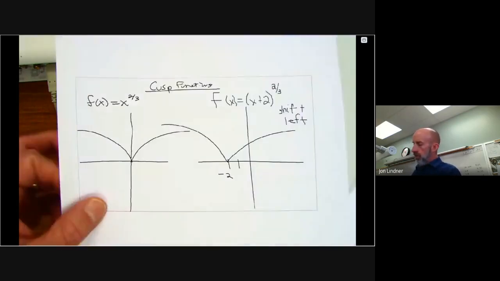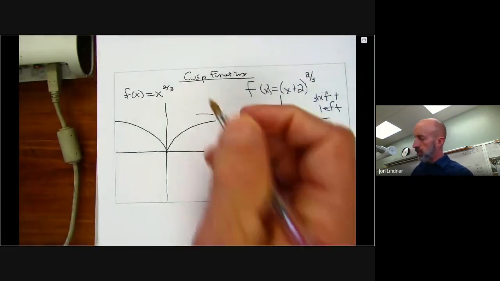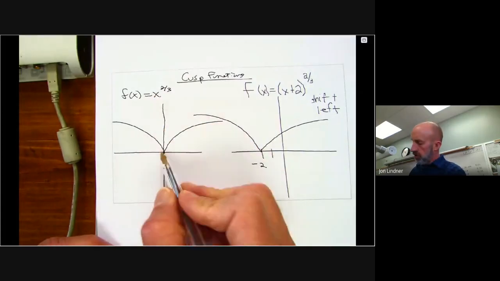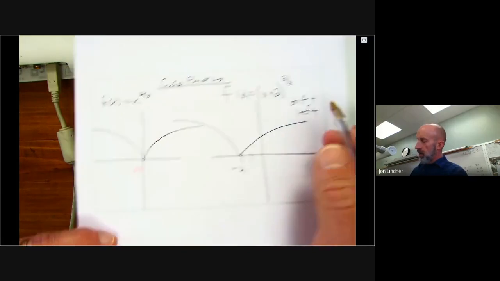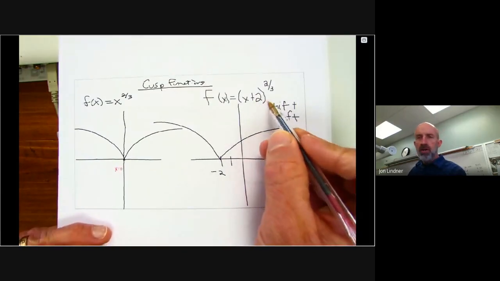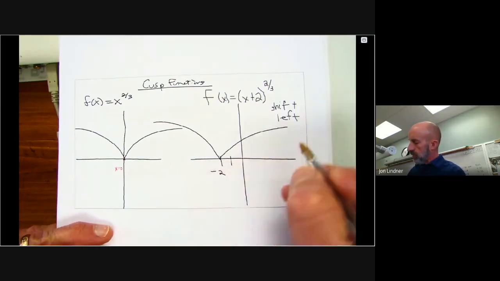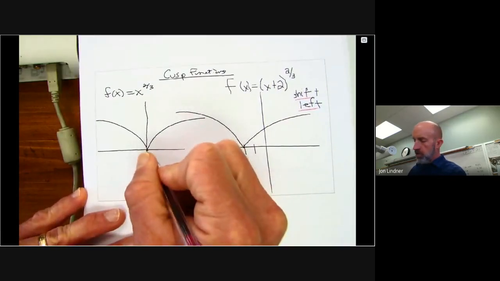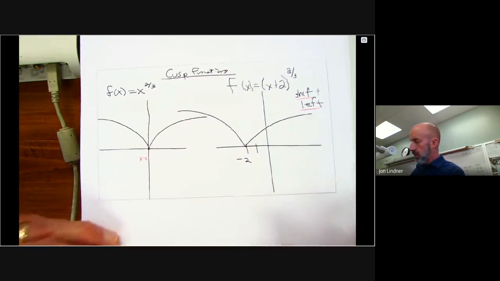All right. Now, what if it is not just a cube root, but it is x to the 2/3? Well, this is the cusp function. So if I have x to the 2/3, there is a cusp right here at x equals 0. And if I have x plus 2, the quantity to the 2/3, it's the cusp function shifted left 2 units. Remember, this cusp could be a minimum, but it's not differentiable there, all right?